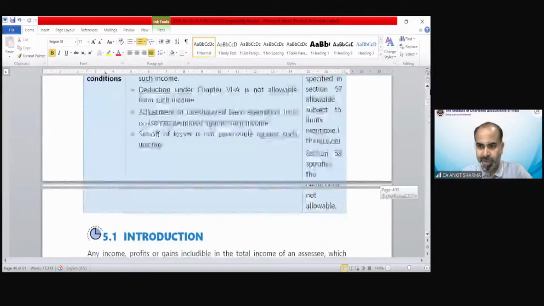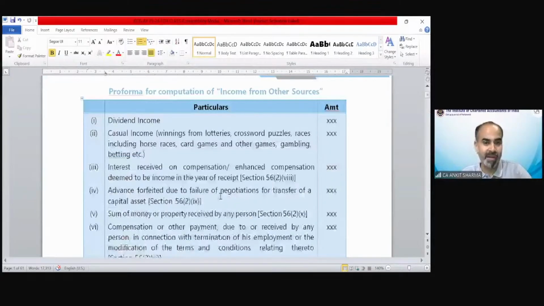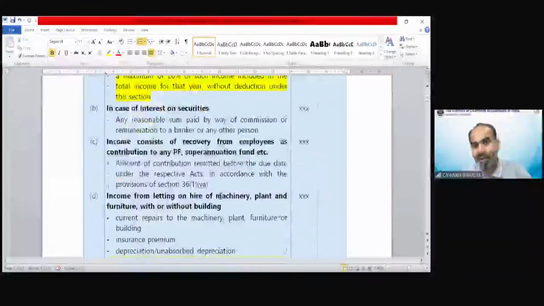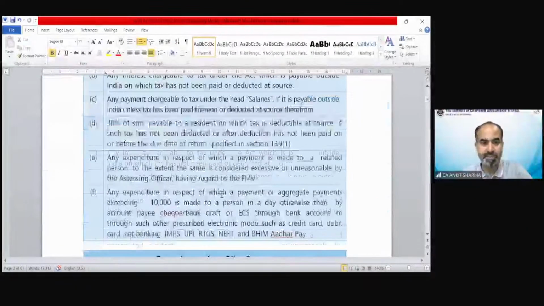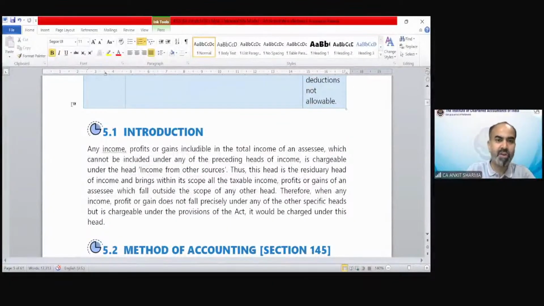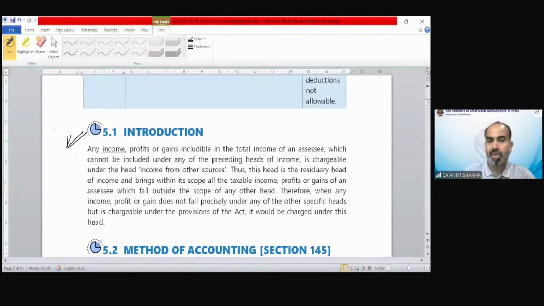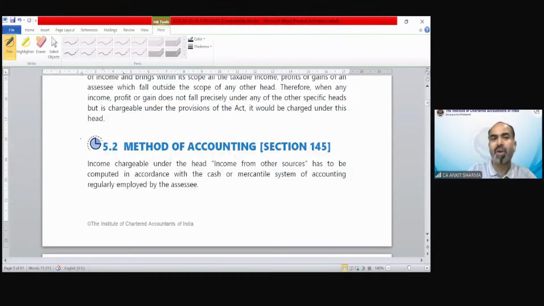So we will not discuss the deemed dividend part of income from other sources from your study material, because we have already covered that. The introduction we have already discussed in that part. The method of accounting, this is new.